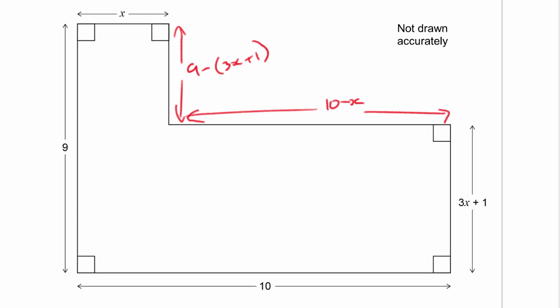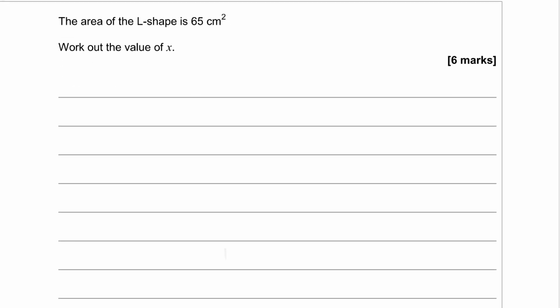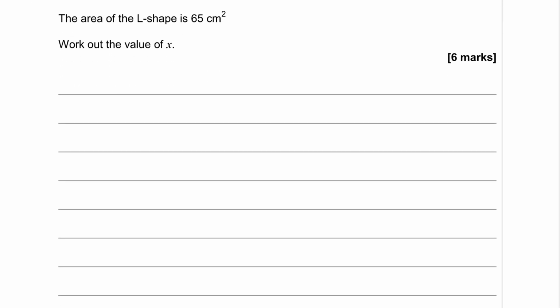I don't even know if that's relevant yet. I should go really and find out what the question is. It's probably got something to do with it, isn't it? So the area of the L shape is 65 centimeters squared. Work out the value of x.